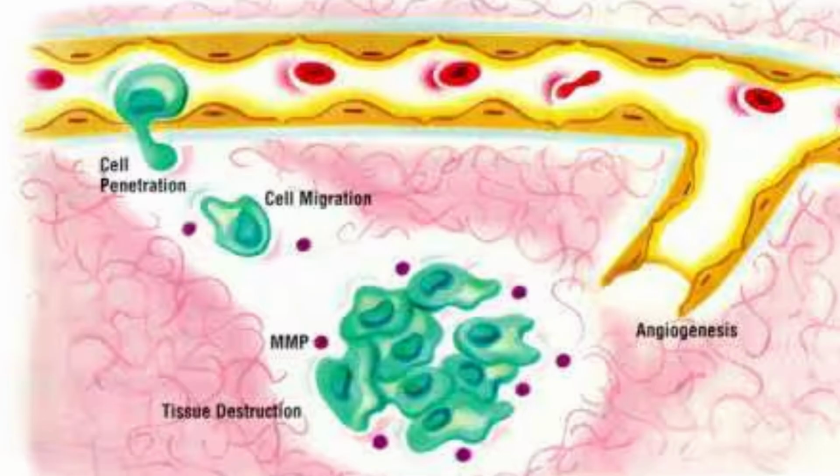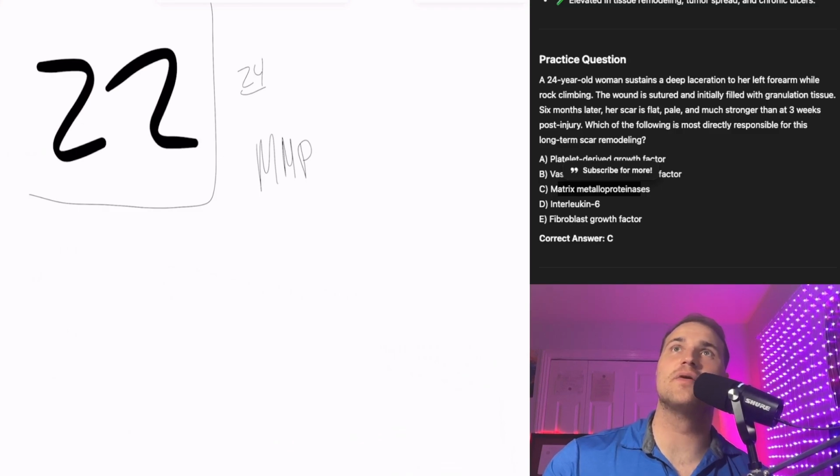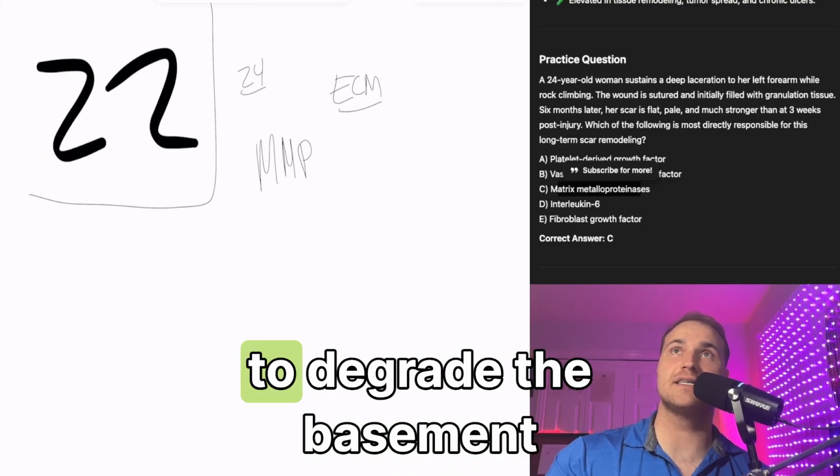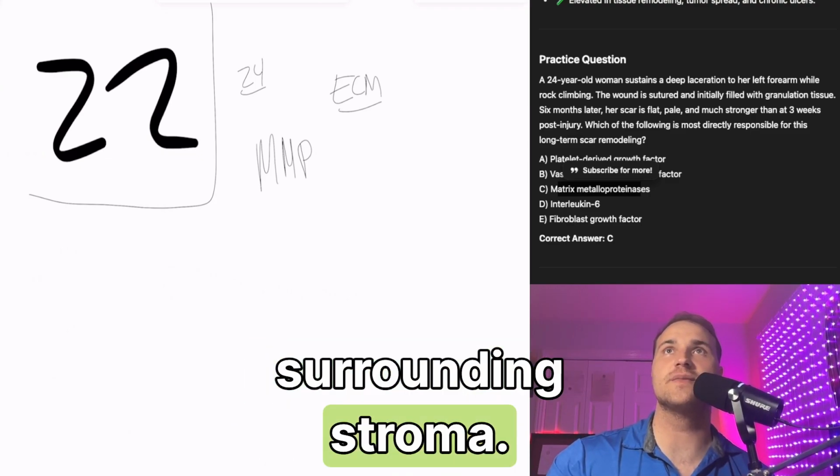Matrix metalloproteinases are a family of zinc-dependent endopeptidases that degrade components of the extracellular matrix. They're commonly secreted as inactive proenzymes, and they're activated locally when remodeling is needed. With scar remodeling, we break down the immature extracellular matrix. Osteoclasts and chondroclasts use MMPs to resorb bone and cartilage. Pathologically, tumor invasion and metastasis use these to degrade the basement membranes and the surrounding stroma.